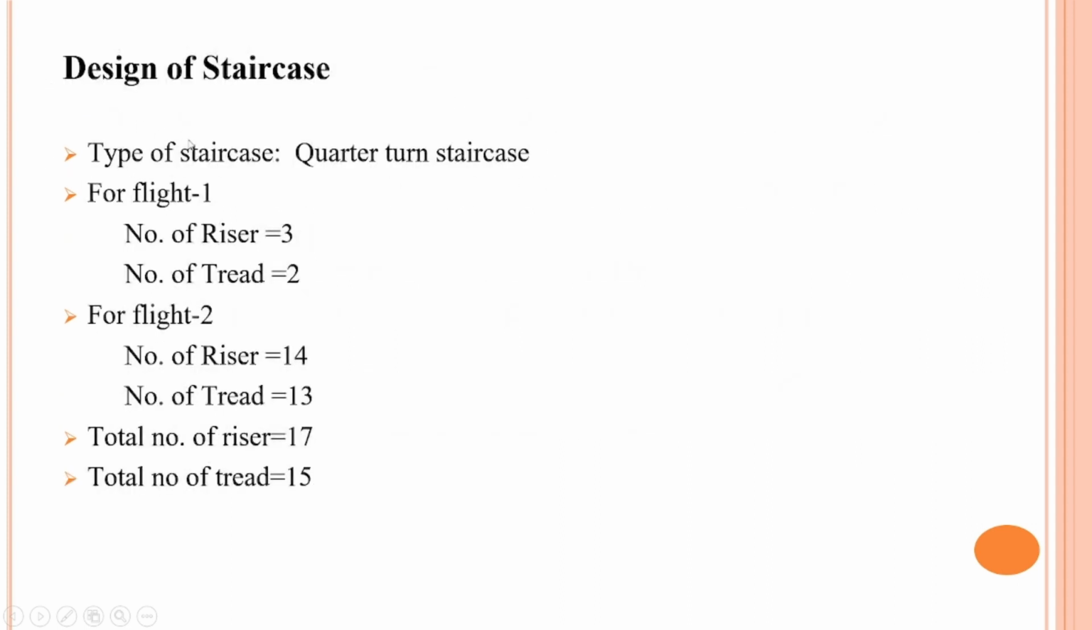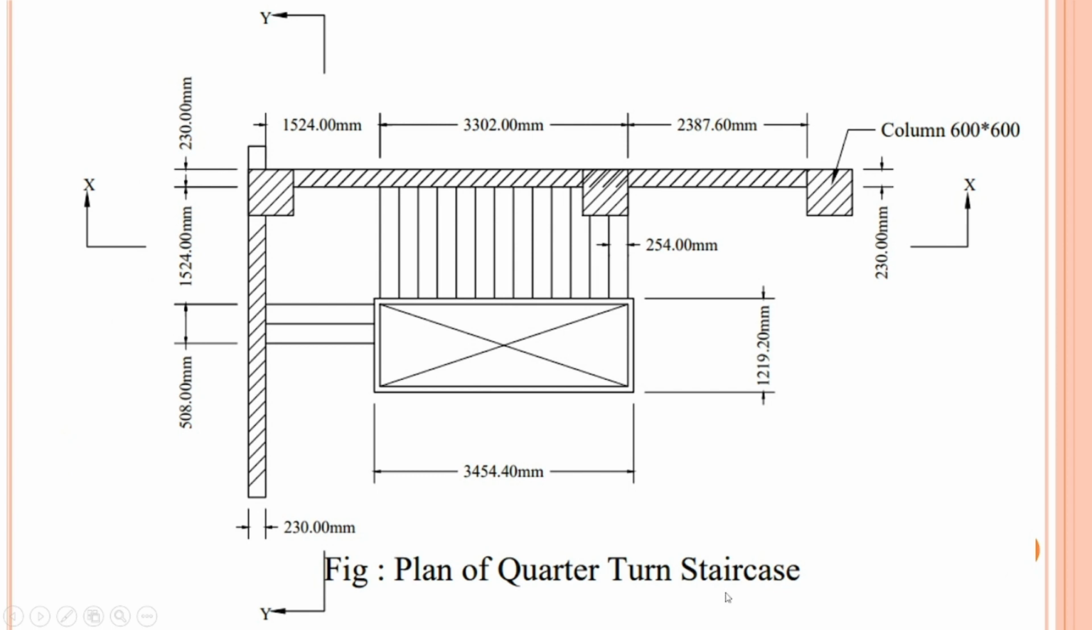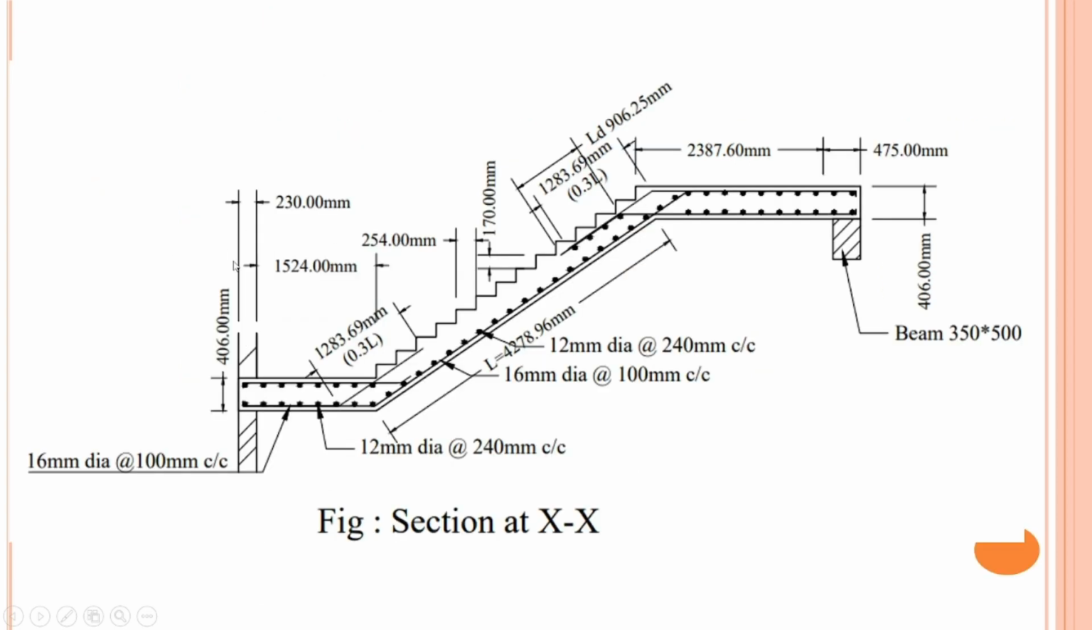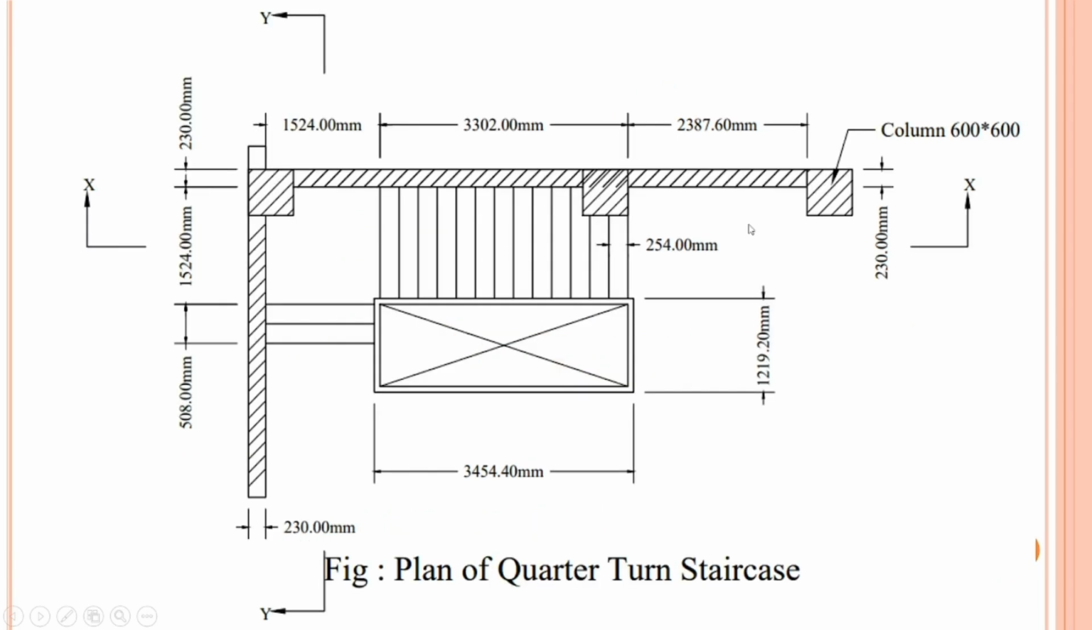What types of staircase you have included in the project, like this quarter turn staircase, may differ. Flight 1 takes riser 3, tread 2, and flight 2 has 14, and you can show the total riser and tread here. Also show the plan of the quarter turn staircase, starting from here to here, and we have discussed the width, and also the sections.